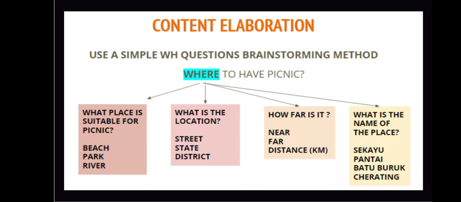And then number two, what is the location? Maybe it is near the street, the place for you to have the picnic, okay? Where is it? Maybe at the street, or you can think about the state and district as well. Okay, and then number three, how far is it? Is it near from your place? Is it far? You can talk about the distance as well.